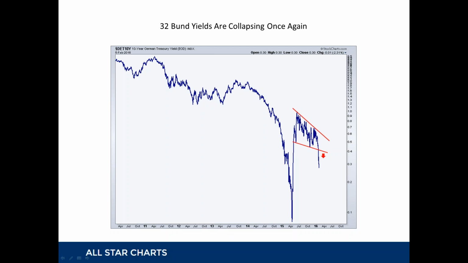So going forward, we fully expect yields in Germany to continue to fall, and we want to be buyers of any and all dips in the German Bund. There's an ETF, BUND, which will help express this particular trade.